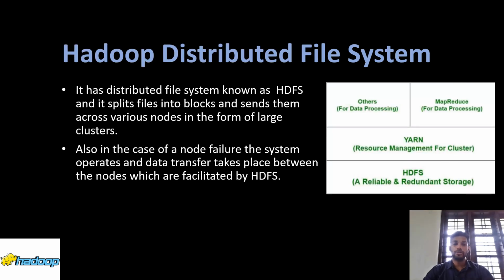Now let's go on to the Hadoop distributed file system, which is also known as HDFS. It has a distributed file system where the files are stored in blocks, and when you try to send a file, it is sent through nodes in the form of large clusters. Also, in the case of a node failure, the system operates and the data transfer takes place between the nodes, which are mainly facilitated by the HDFS. In the image you can see the main resources, like YARN, HDFS and other processing, which I'll be discussing later.